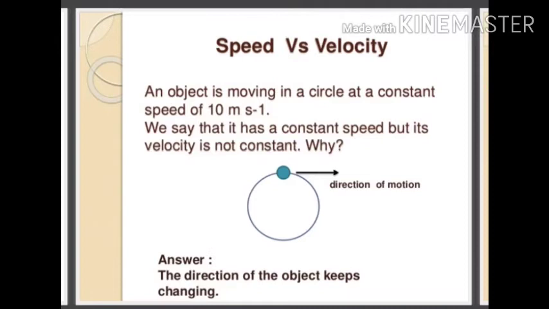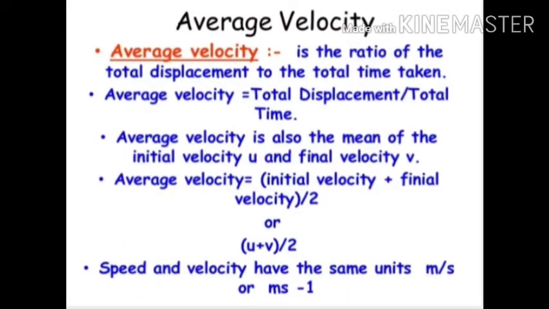Now average velocity, it is the ratio of the total displacement to the total time taken. Means total displacement by total time is called average velocity.